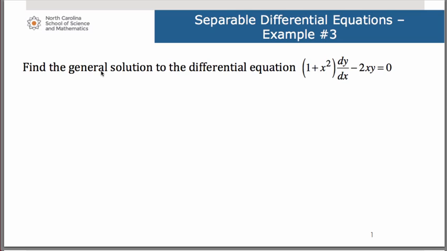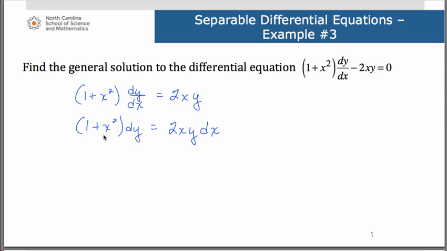To begin, we're going to add the 2xy over to the right side of the equation. Remember that we want to separate the x's and y's to opposite sides of the equation. If we now multiply both sides of the equation by dx, you'll notice we have some division to do. We need to divide over the 1 plus x squared so it can be on the right side with the x's, and we also need to divide over the y so it can be on the left side of the equation with the dy. We now take the antiderivative of both sides of the equation.